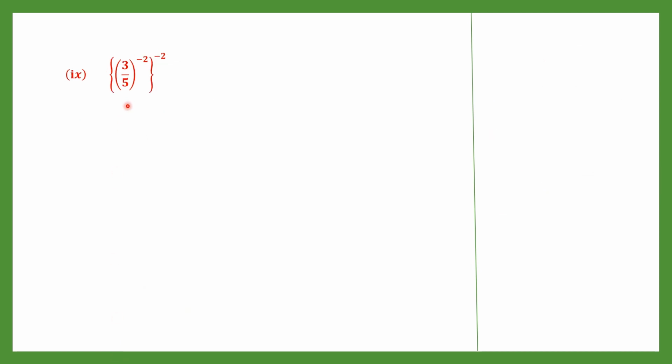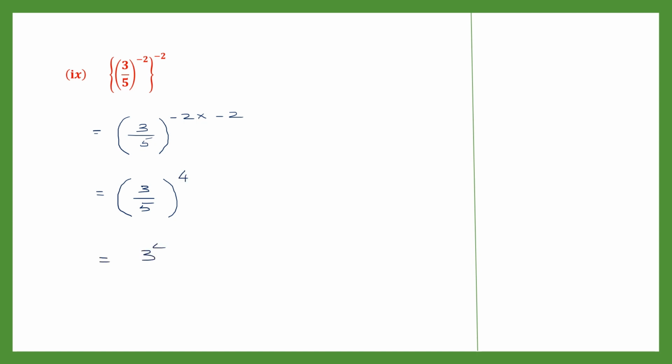Question 9. So here what do we have? 3 by 5 raised to a negative power, which is raised to again a negative power. So here we can apply the power law where we multiply the powers. So this will be 3 by 5, the whole thing raised to the power of minus 2 into minus 2. So this now becomes 3 by 5 raised to the power of minus 2 into minus 2. Minus into minus is plus, 2 2s are 4. So this is simple now.